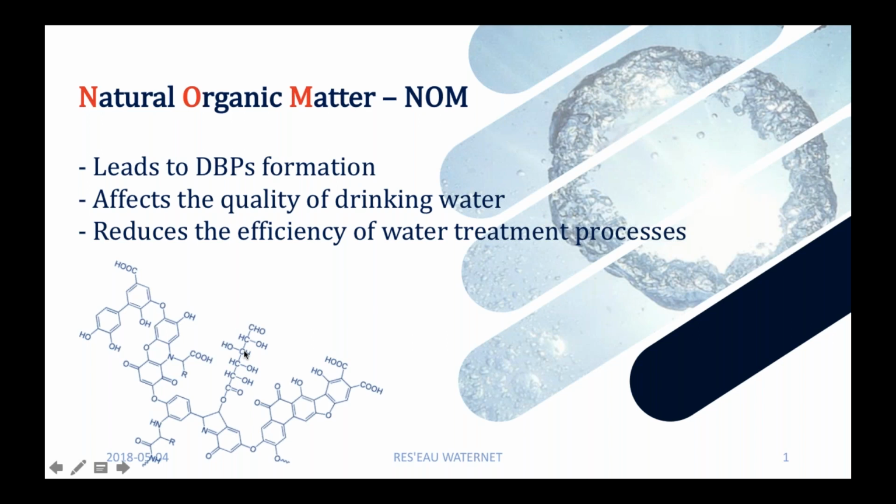And it has always been a challenge, especially for small drinking water systems. For instance, in disinfection process, it can react with chlorine and leads to formation of disinfection byproducts, which are toxic and harmful for human health. It also can affect the quality of drinking water in terms of the color or odor, and will reduce the efficacy of the water treatment processes. For instance, it can cause membrane fouling. So there is a necessity to remove natural organic matter before any other treatments.